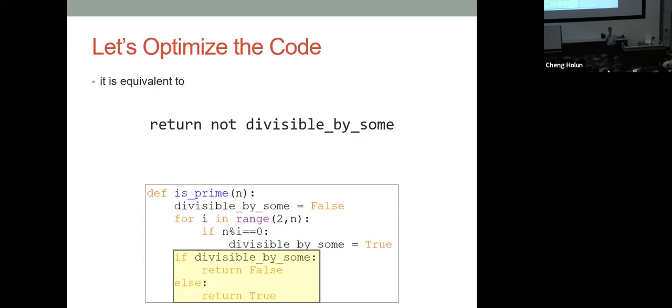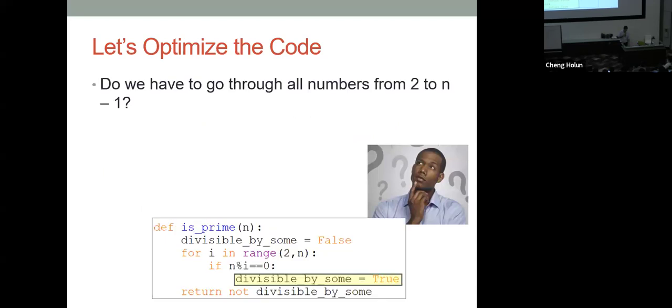Why? Because if divisible is true, you return false. If divisible is false, you return true. Again, if the variable divisible by some is true, you return false. If it's false, you return true. That means I just need to return the opposite answer of divisible by some. So I can actually change this yellow box to that.